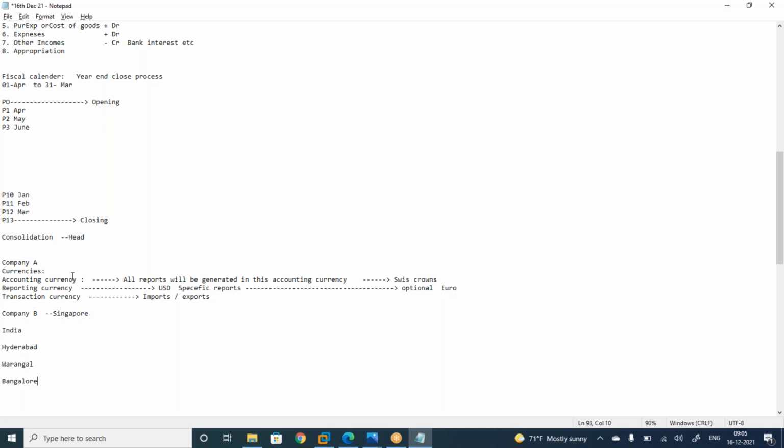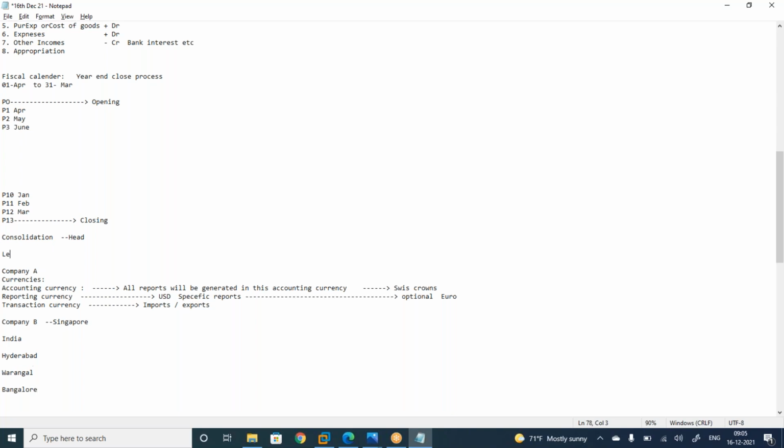So there are two terms. One is legal entity, meaning company. Another one is business unit. This healthy discussion should happen during consolidation. In coming sessions we are going to learn. Legal entity means company. So for Hyderabad I will create one company, and Warangal as one company.